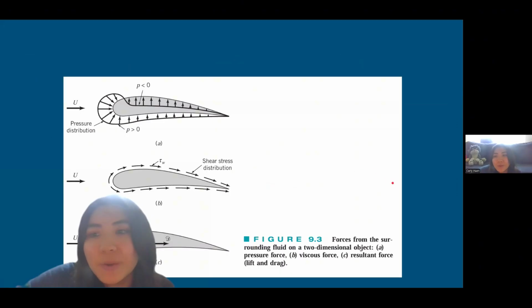This is a pretty little diagram I got from my textbook. You're going to get it too. It's Munson, but I have edition 6 because my file for edition 9 got corrupted. Sorry, but this is not important. Okay, this is kind of important.